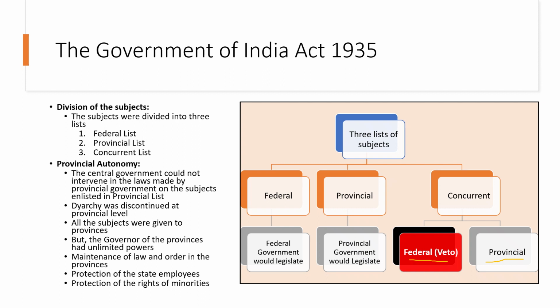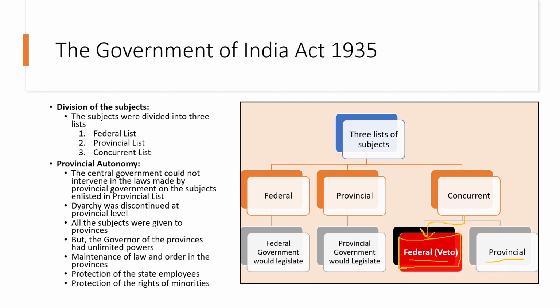But what would happen if a conflict arises and if the issue is not resolved? Well, in that case, the decision of the federal government would prevail. Right? It was decided that whatever the federal government decides would be the last decision. So we can say that the concurrent list was majorly the subjects of the federal government. Veto was in the hands of the federal government.